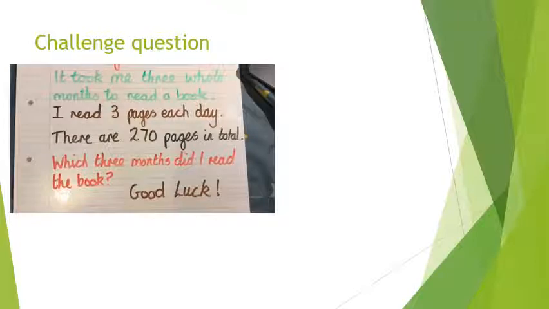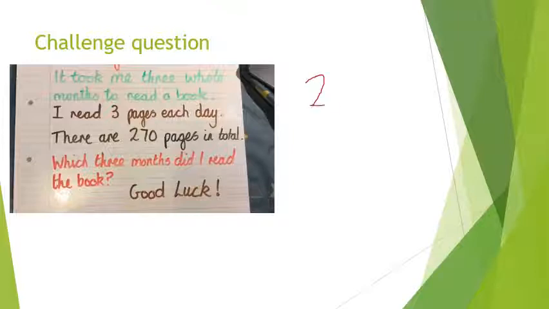So the challenge question was that it took me 3 whole months to read a book. I read 3 pages each day. There are 270 pages in total, and the question was asking which 3 months did I read the book. And a lot of the answers that I saw, where the answer was correct, I could see that they'd taken all of those clues and used them to help them to answer that question. So if we have a look at the information that we've got, it says here that I read 3 pages each day and that there are 270 pages in total.